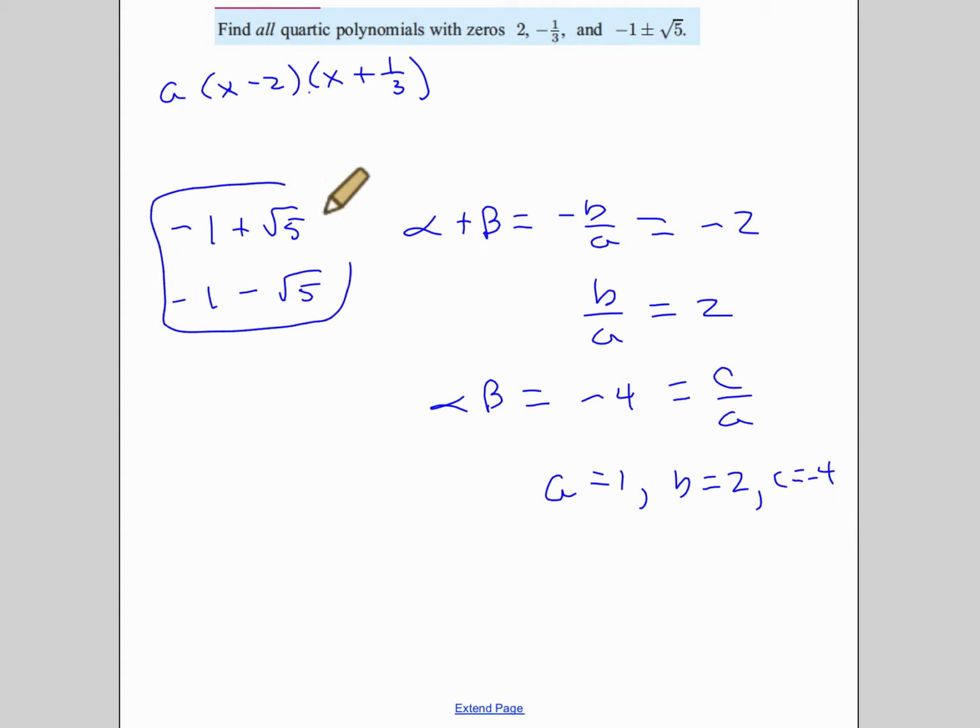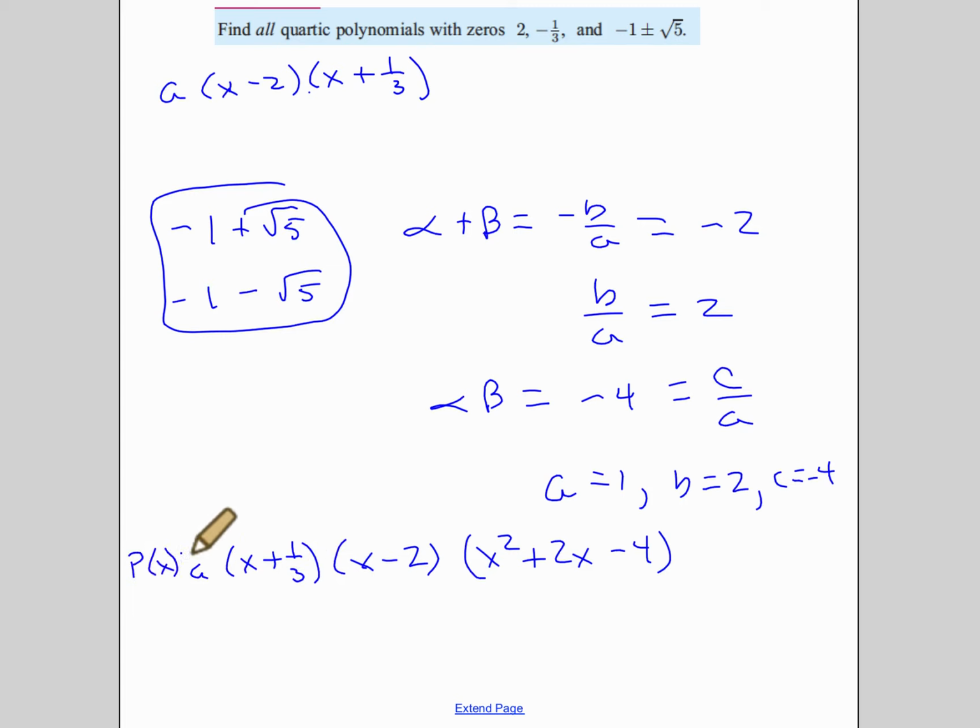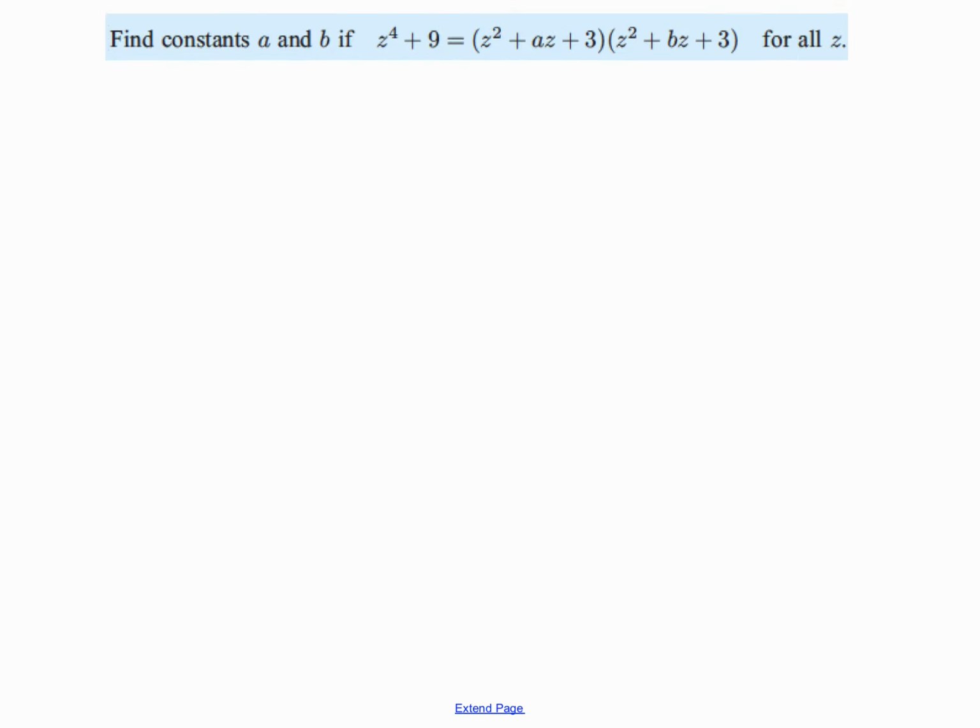So from these roots, I get the quadratic x squared plus 2x minus 4. Okay, and here are my other two roots, which are x minus 2, I guess I'm putting them in a different order, whatever, and x plus 1/3. Put the a out in front, and I have the quartic, or all quartic polynomials with these zeros. Okay, so nice little tools to have there. Okay, let's do some more examples.